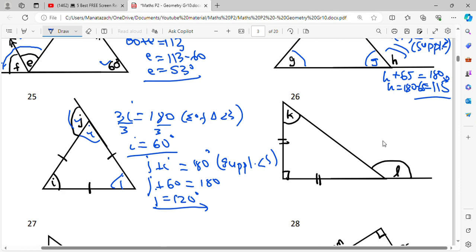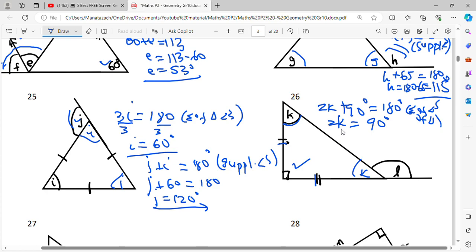Okay, now let's do question 26. You'll realize that these two sides are equal. That means if that angle is K, this one will also be K. So basically we'll have 2K, both of these angles, plus this one, which is 90, should give us 180. The reason is sum of the angles of the triangles are 180. So 2K, take 90 to the other side, you'll get 90 degrees. Then you divide by 2 to find that K is 45 degrees.